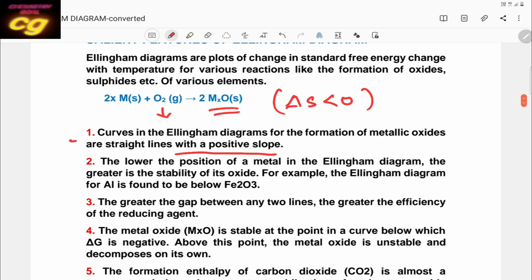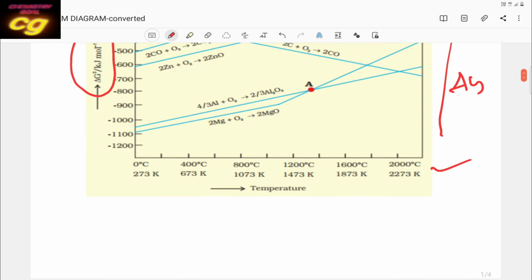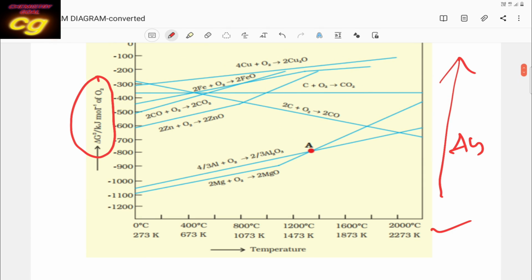Then the second point indicates that the graph which is coming below, that means the lower part, the graph which is coming at the bottom, that oxide is more stable. That oxide is more stable, because you see the magnesium oxide graph is just at the bottom. That means this magnesium oxide is more stable compared to other oxides, because the del G value is more negative. More negative del G value means more spontaneous, more feasibility, and the compound will be more stable.